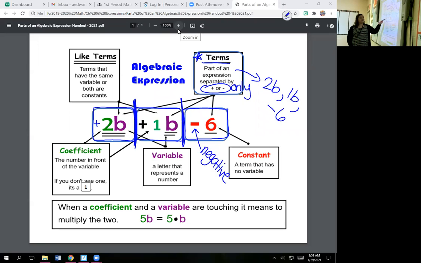Now, if you notice, I didn't separate the 2 and the b, because that's multiplication. Remember when a letter and a number touch, it's multiply? Well, these are touching, and I'm not allowed to separate if I have multiplication, so that's why it's clumped together.